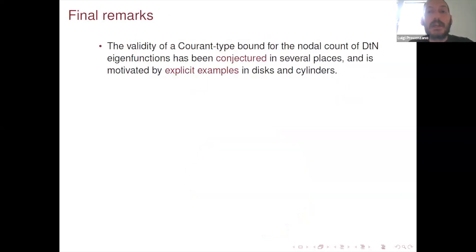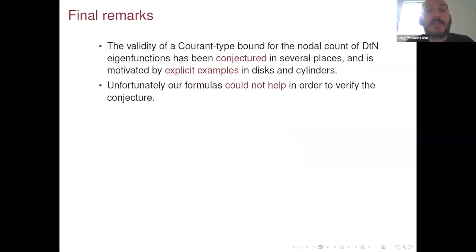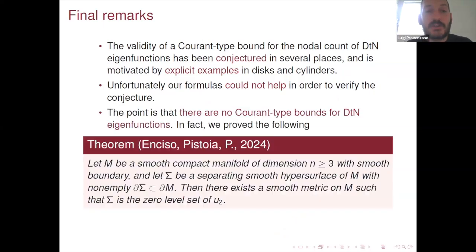The validity of this kind of bounds is maybe suggested because in the case of cylinders, balls, or spaces, domains, manifolds for which we can do computation, it seems to be true. Of course, our formulas, finally, we realized, cannot help to attack this problem from the critical points side. So this was not helpful to verify or disprove the conjecture. In fact, there are no Courant type bounds for Dirichlet-Neumann eigenfunctions.